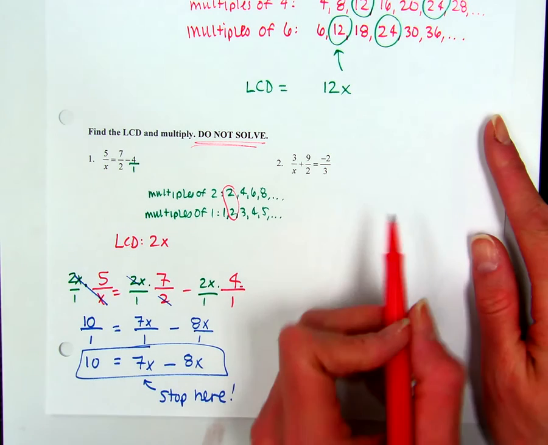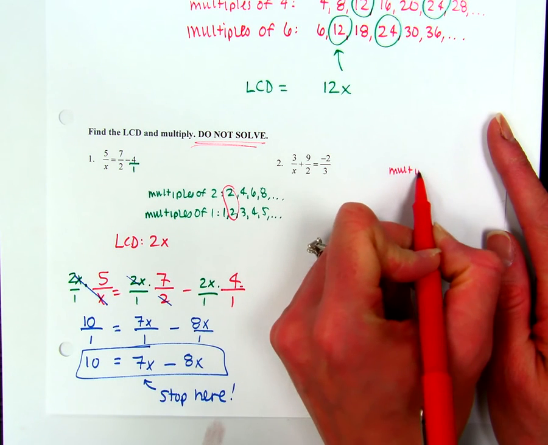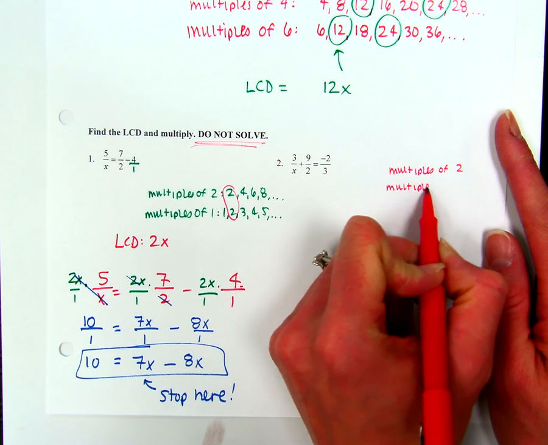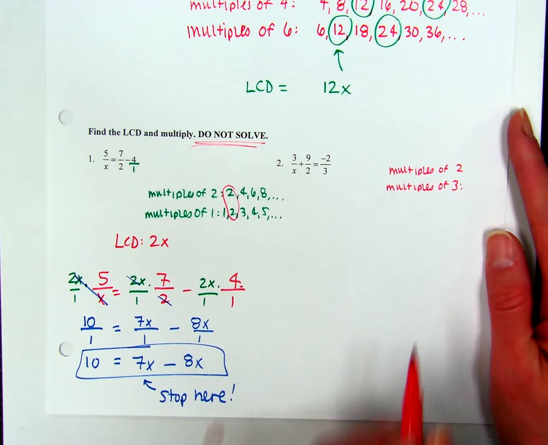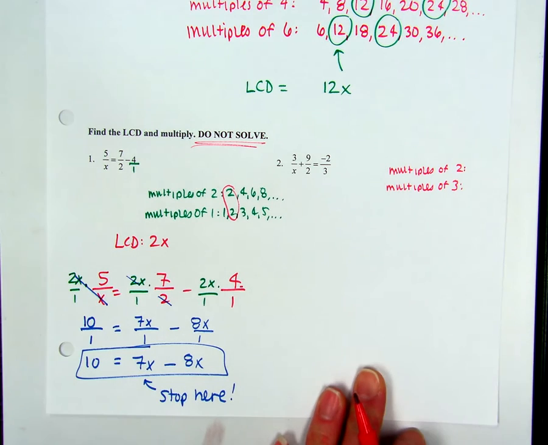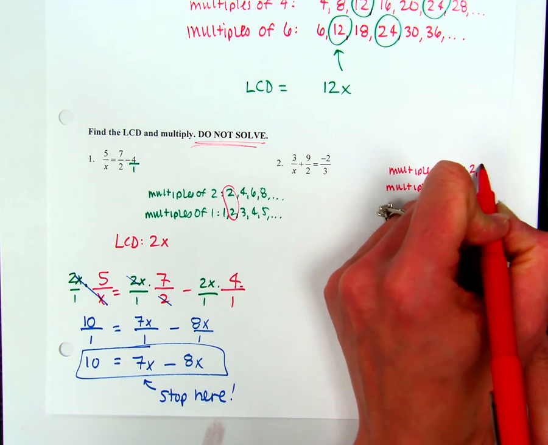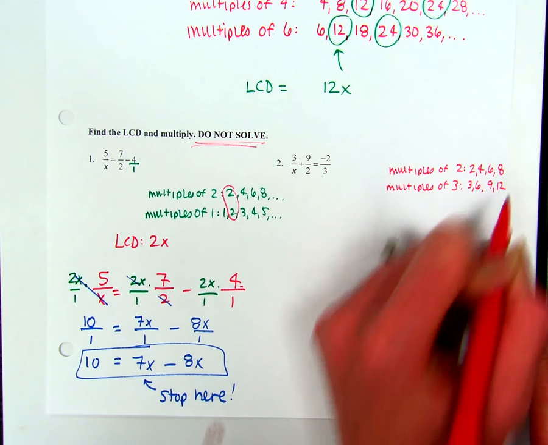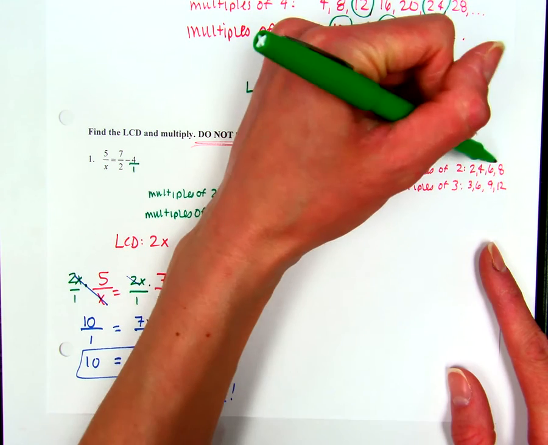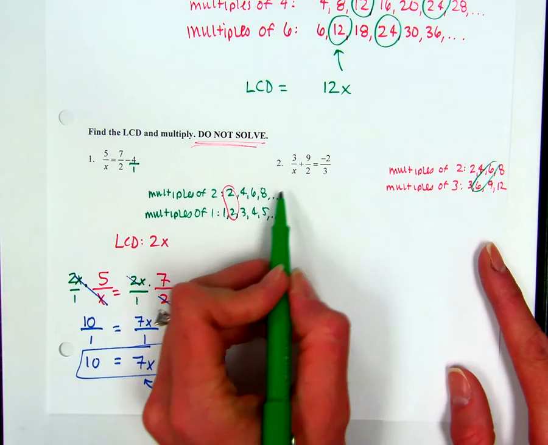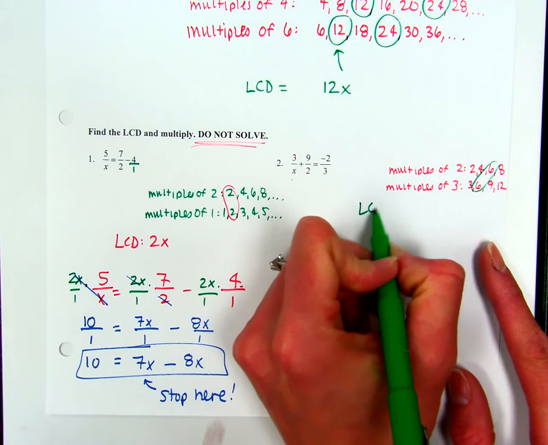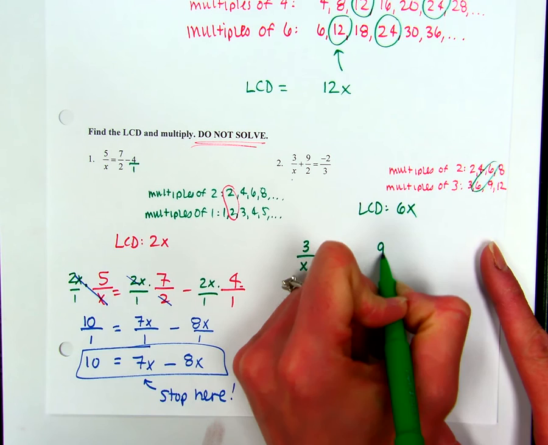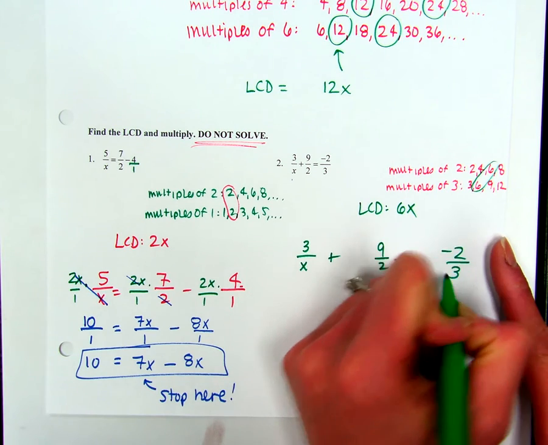All right, so problem number 2, we're going to list our multiples of 2, multiples of 3. All right, so my multiples of 2 are 2, 4, 6, 8. Multiples of 3 are 3, 6, 9, and 12. So once you get to one that's on both lists, you got that. So you have 6, but then don't forget about your x. So my LCD is 6x. All right, so I'm going to rewrite my problem, but I'm going to leave a little bit of space in between each fraction.